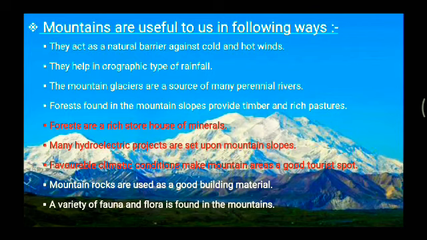Orographic rainfall is basically a type of rainfall caused by mountains that force the moist air, the wet air, to rise above. Along with all this, the mountain glaciers are a source of many perennial rivers. As we know, the Ganga comes from the Gangotri glacier and the Yamuna comes from the Yamunotri glacier. So all these glaciers are a source of many perennial rivers.